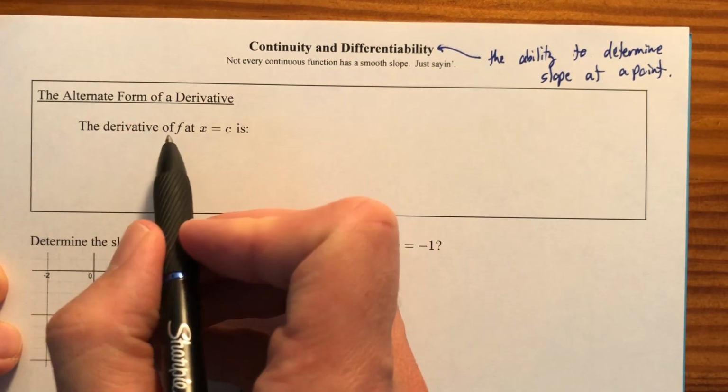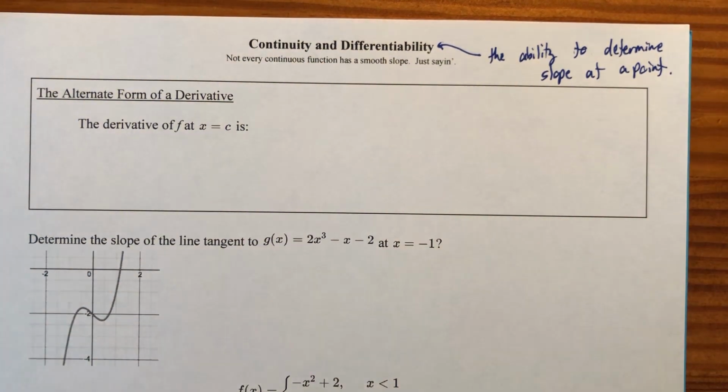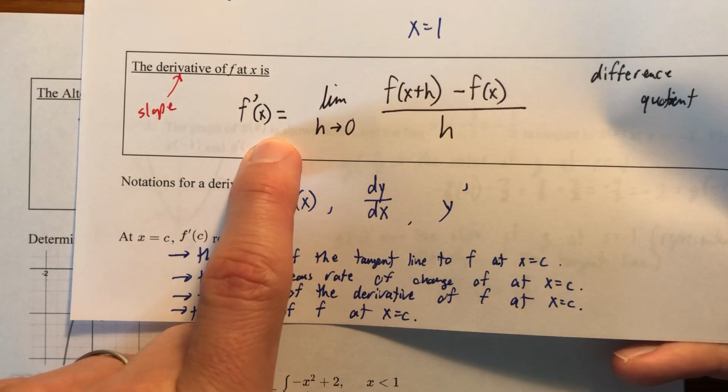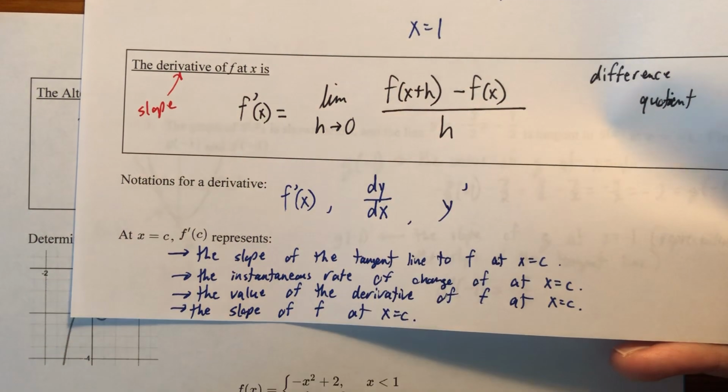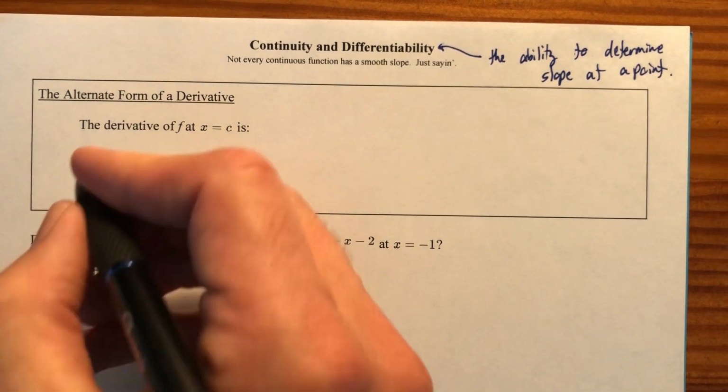All right, the derivative of f at x equals c is, okay, now this is the alternative form of a derivative, an alternate form. And what you have already encountered is this right here. So we have the derivative at any specific point. We've gone through some examples. But now we're going to have an alternate definition, another way of representing the same thing.